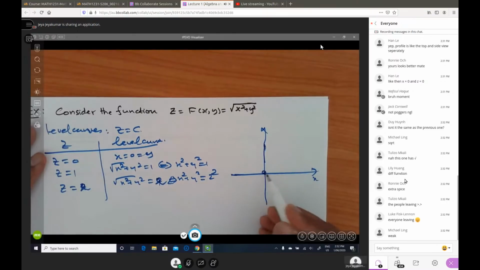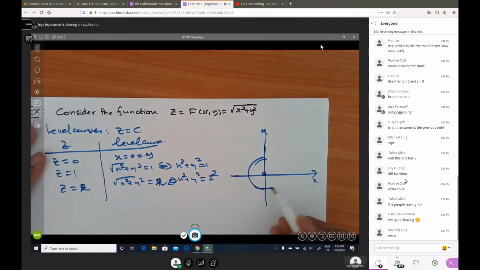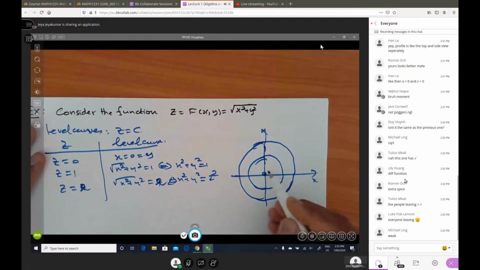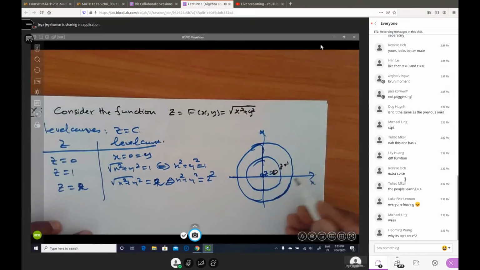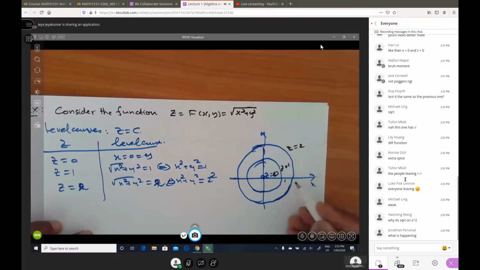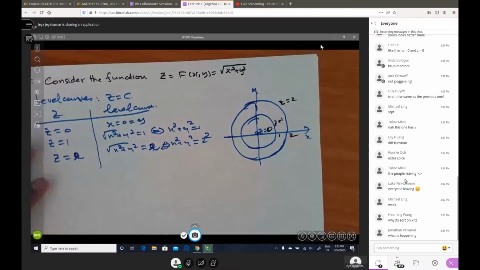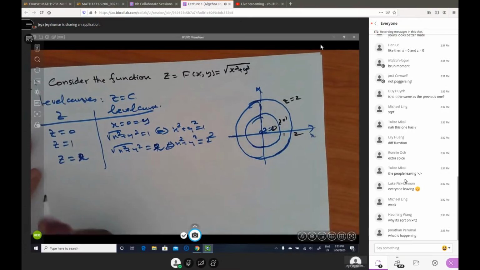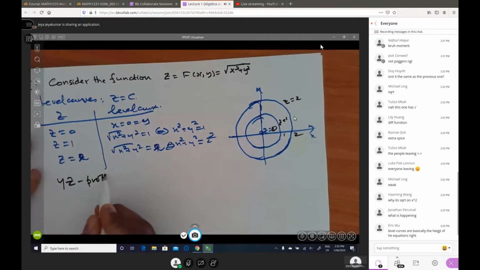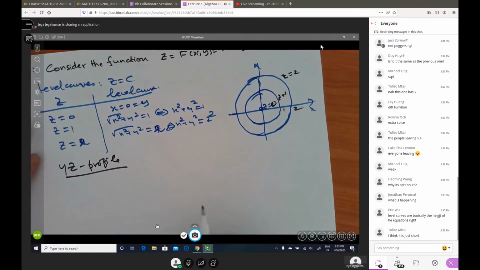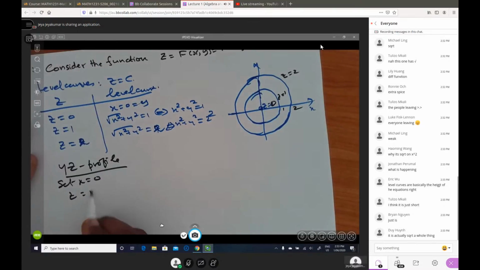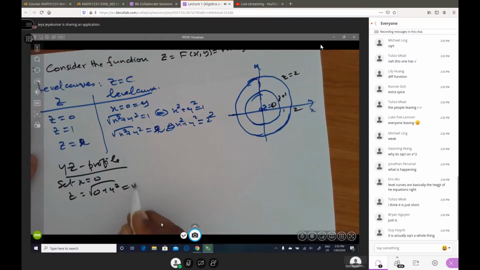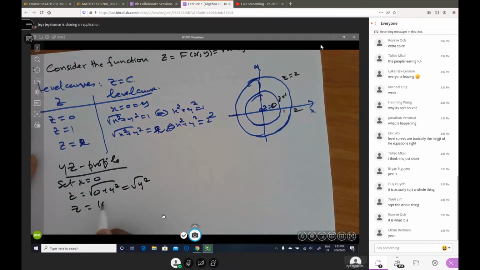So level curves, the first one z equals 0 is a point, and then you have a circle and another circle. So that's z equals 0, and z equals 1, with radius 1. And z equals 2, radius 2, and so on. Okay? Now look at the yz profile and the xz profile. To find the yz profile, set x equals 0. If you set x equals 0, z equals square root of 0 plus y squared, which is square root of y squared, which means z equals absolute value of y.